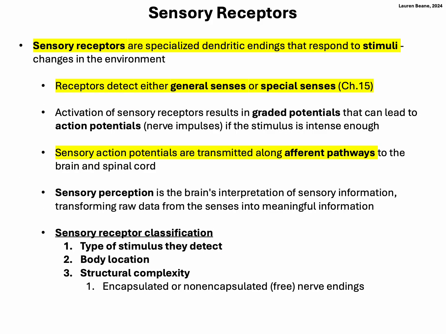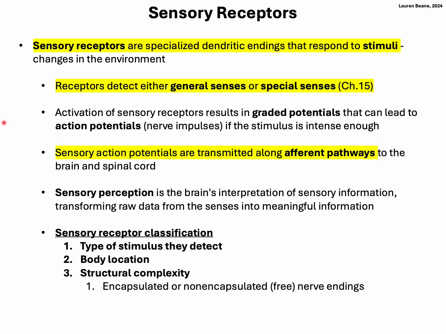Sensory receptors are specialized dendritic endings, right? Because the dendrite is the input region, and they respond to stimuli or changes within our environment. Receptors are either detecting general senses or special senses, so that's a major way in which we divide our senses. Chapter 15, we're going to go in detail over these special senses. This chapter, we're primarily focusing on general senses, so things like touch, temperature, pain, etc.